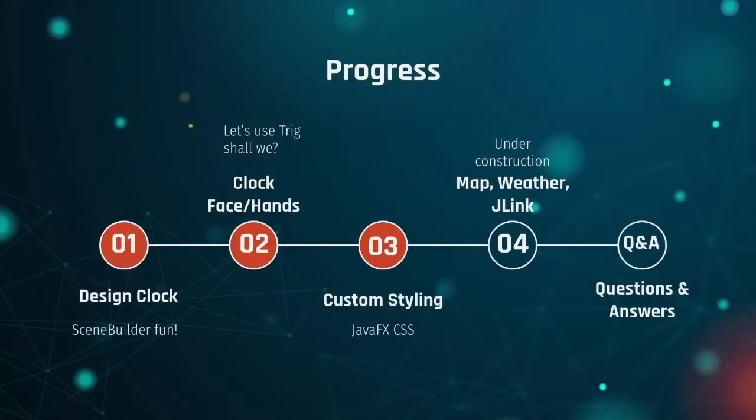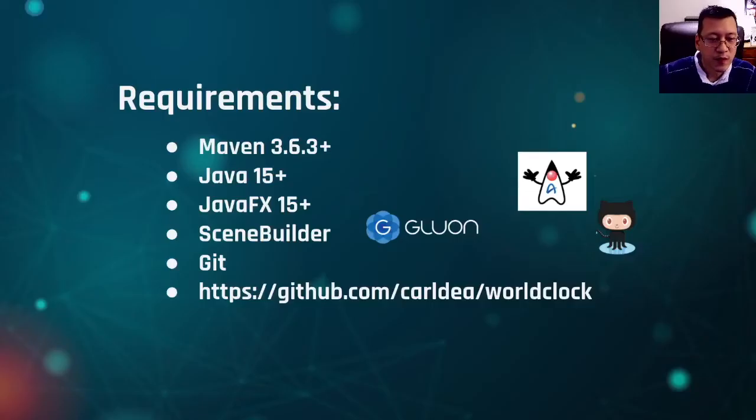This is an overview of the current progress of the World Clock app. As far as the advanced topics, they will be referenced at the end of the slides. Before we begin the project, here are the project requirements. You'll be using Maven, Java 15 or greater, JavaFX 15 or greater, and Scene Builder from Gluon HQ, and Git, of course, on your command line, and my GitHub account at github.com/CarlD/WorldClock. That's where you clone the project and get ready and get started.